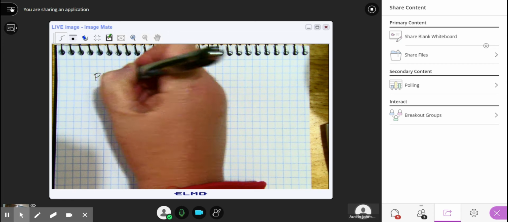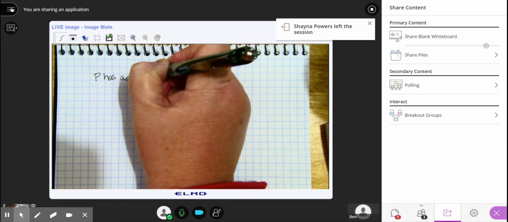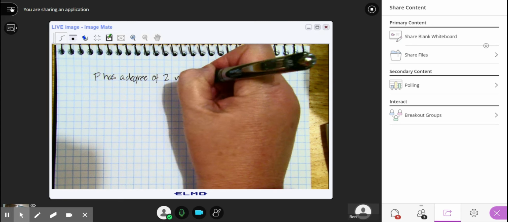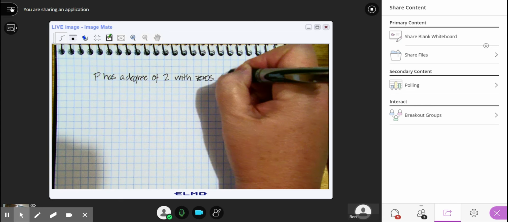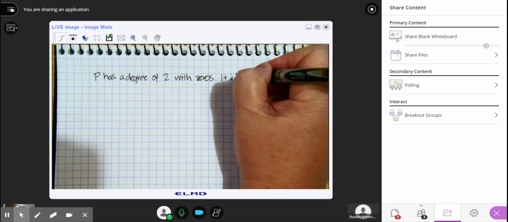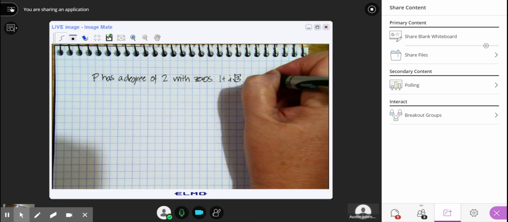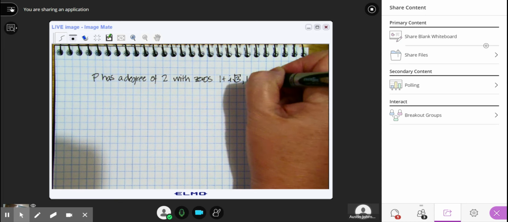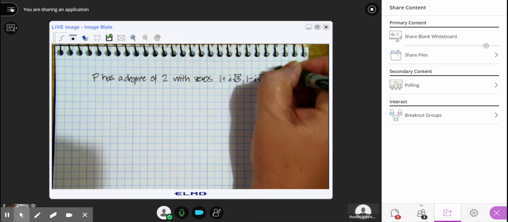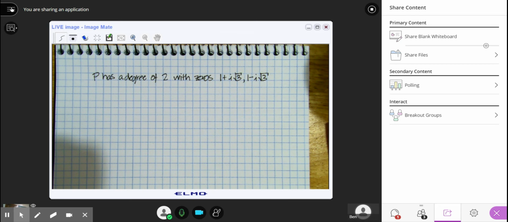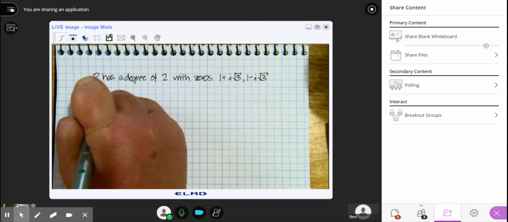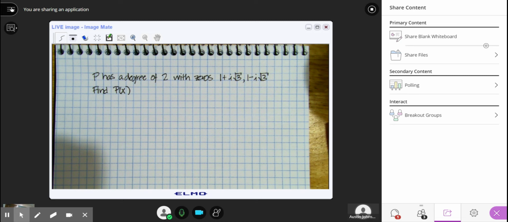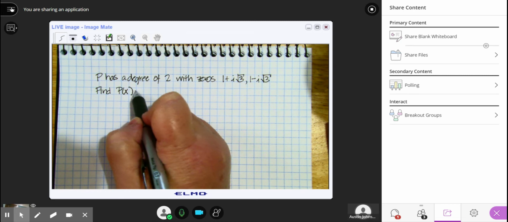Okay, so P has a degree of 2. Zeros. It's square root, right? Okay. And they want you to find P of X. Okay. So what does degree 2 tell you?